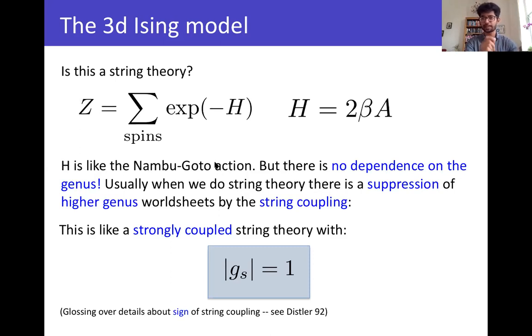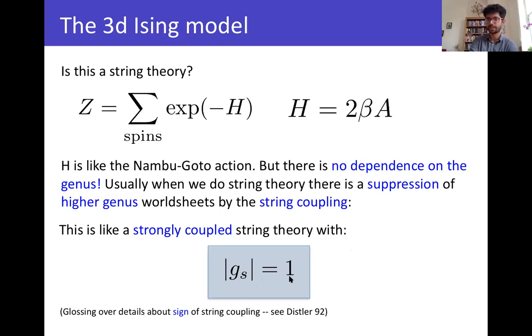And the string coupling suppresses higher genus worldsheets. That way we can focus on the spherical worldsheets and say something quantitative. Because this does not have that suppression, this is a lot like having a strongly coupled string theory where G string is exactly equal to one.